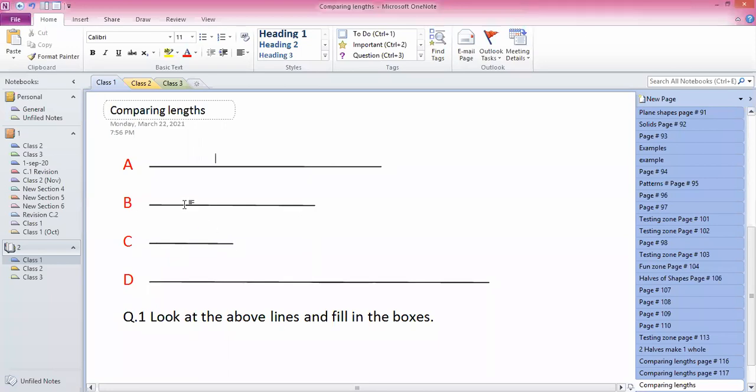Look, C is shortest here, B is longer than C, A is longer than B and C, and D is the longest. In the same way, you have to draw the lines in your notebook with the same size. Same size means A should be longer than B and C, D should be longest, C should be shortest, and B should be longer than C but shorter than A, because we will do examples from these lines. Clear, guys? Yes, sir.